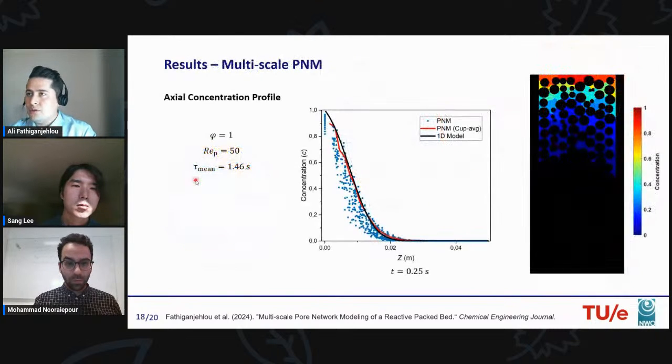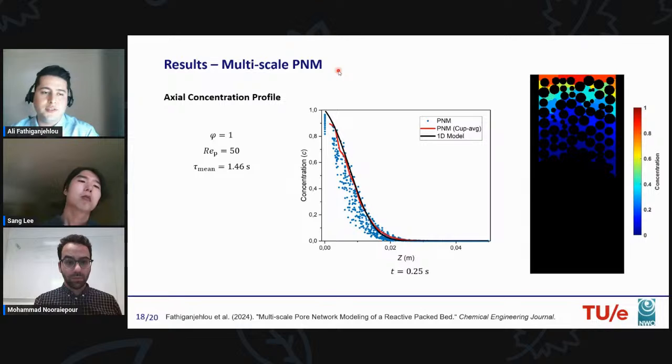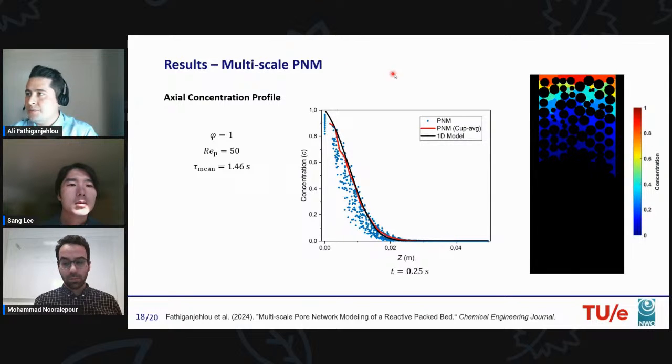By doing so, we will have a multiple scale PNM where the convective transport and dispersion are modeled using the reactor scale PNM, and the diffusion and reaction are modeled using the particle scale PNM for all the particles in the packed bed. So we will have a multiple scale pore network model.